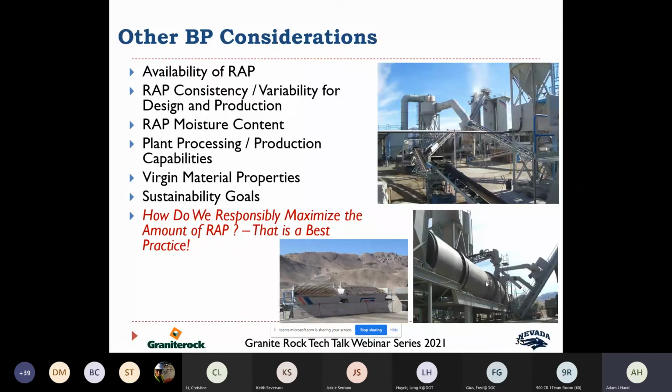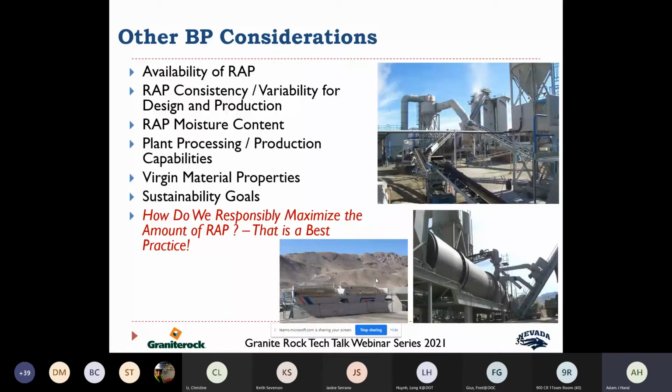But the idea is make sure you've got the right hardware in place so that you get a good product coming out of your plant. And then again, your virgin material properties, you have to make sure you're starting with good virgin materials. And I think part of this whole process is looking at your sustainability goals. What are you trying to achieve?